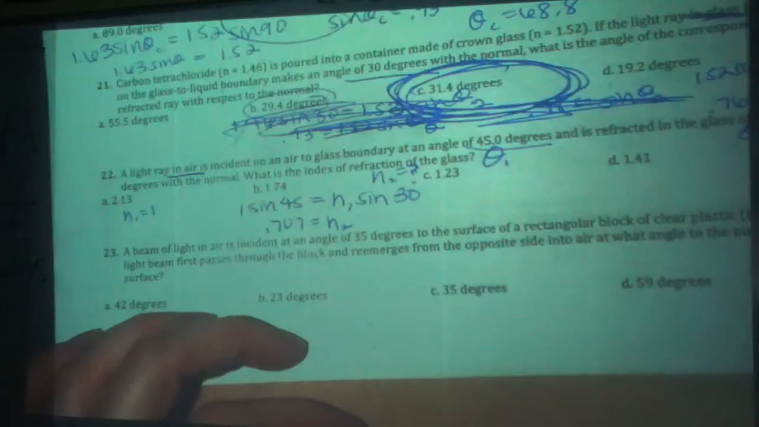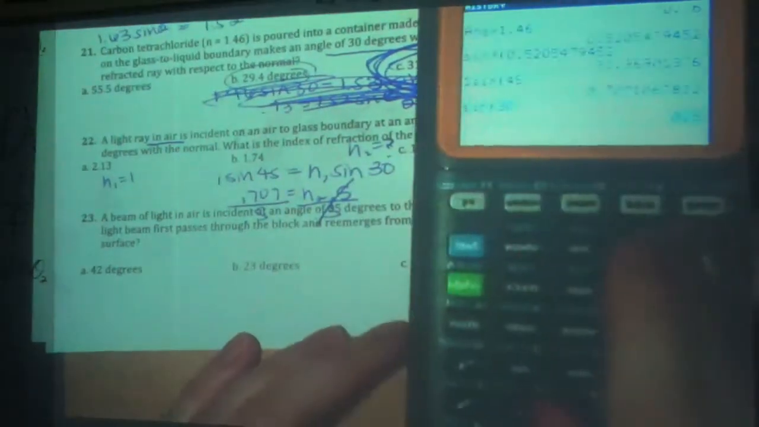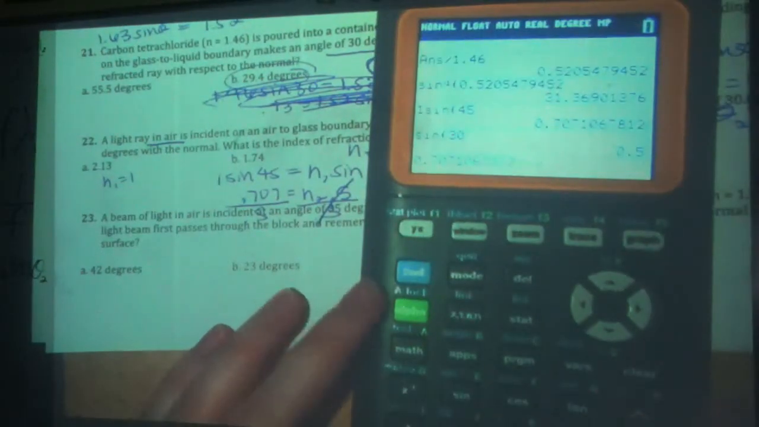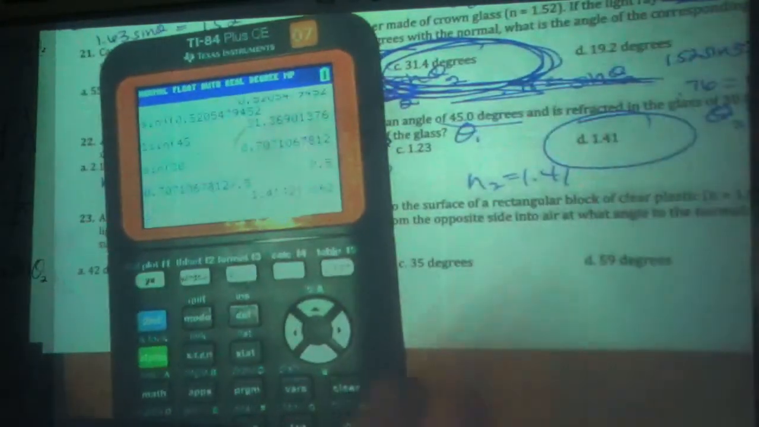And then sine of 30, that's just a number. You can put that in your calculator. Sine of 30 is 0.5. So then I have 0.7 equals n times 0.5. So I'm going to divide the 0.5 over. And then 0.707 divided by 0.5 gives me N2 is 1.41, which is D.